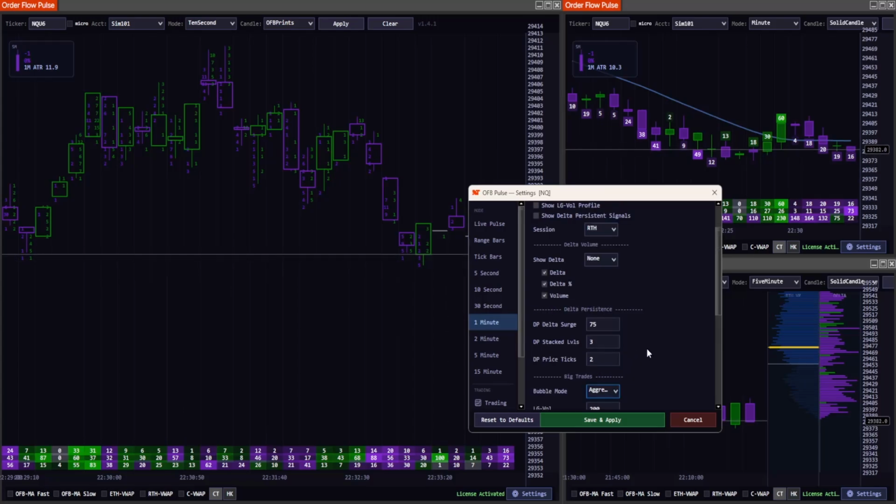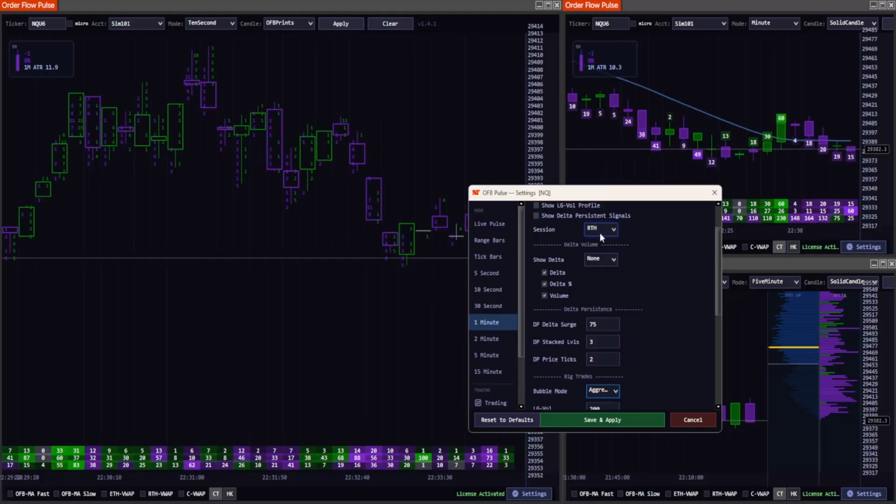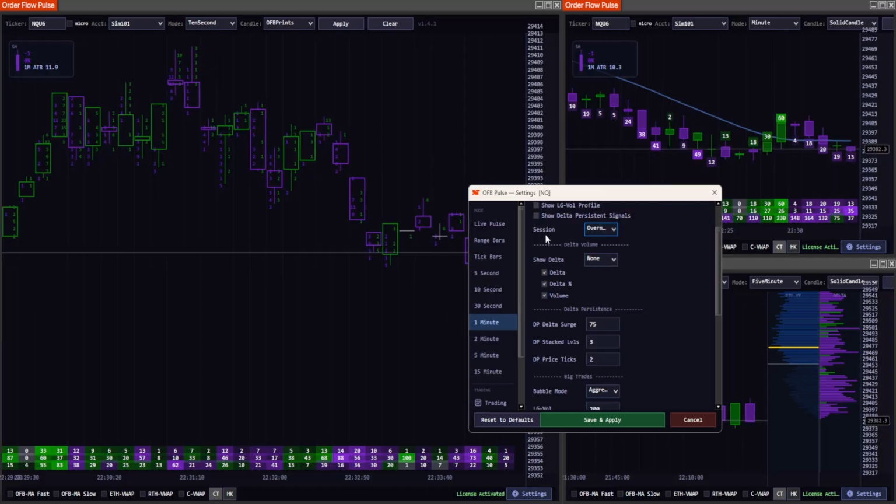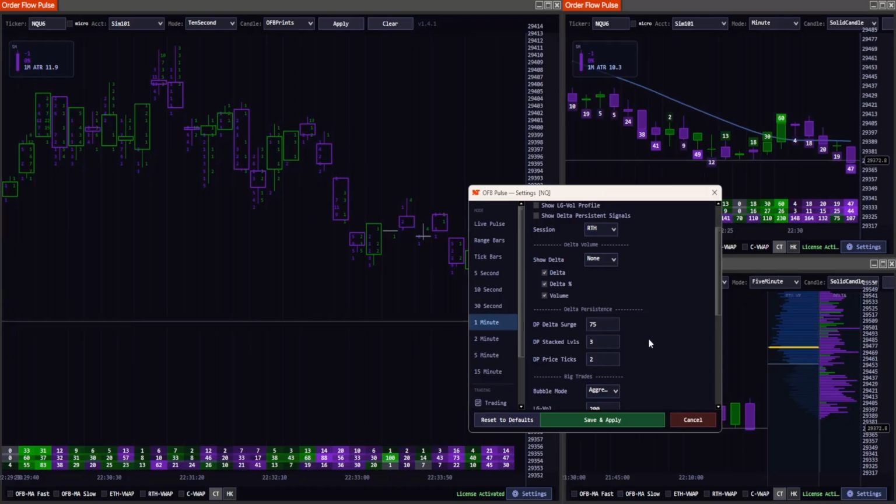And here's the thing: if we're in regular trading hours, let's say it's 9:30, market opens up, and you have this set to overnight and you don't see anything, it's because the session is set to overnight. You need to set this to regular trading hours. I wouldn't even care about the bubbles on the overnight session. It actually is not useful. It's only useful during market hours. That's just my personal opinion.